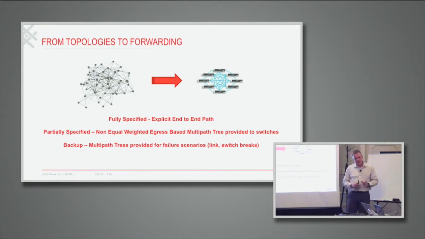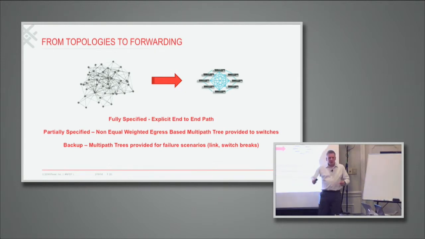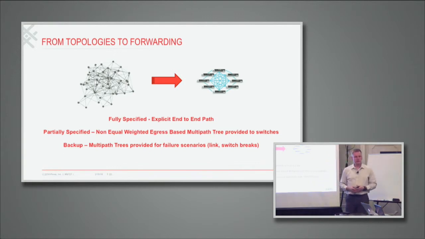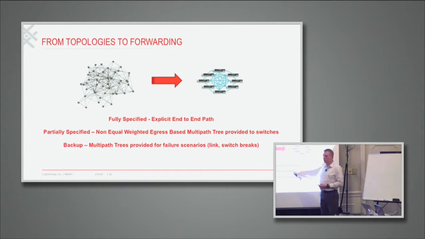The second one, and I tried to make that term as long as I possibly could. We call it partially specified, or a non-equal weighted egress-based multipath tree. I did that on purpose. They're all true, but it's a little bit overweight. But the idea is that this is a description of how I get to a certain destination, and there's multiple paths to get there. They may not all be the same weight, so they may not all be 1 hop or 2 hop or 3 hops. They may be 4 or 5 hops away. They're weighted because the calculations have said I have certain links that are really busy, other ones that are not really busy. I want you to use 10% here, 20% over there.